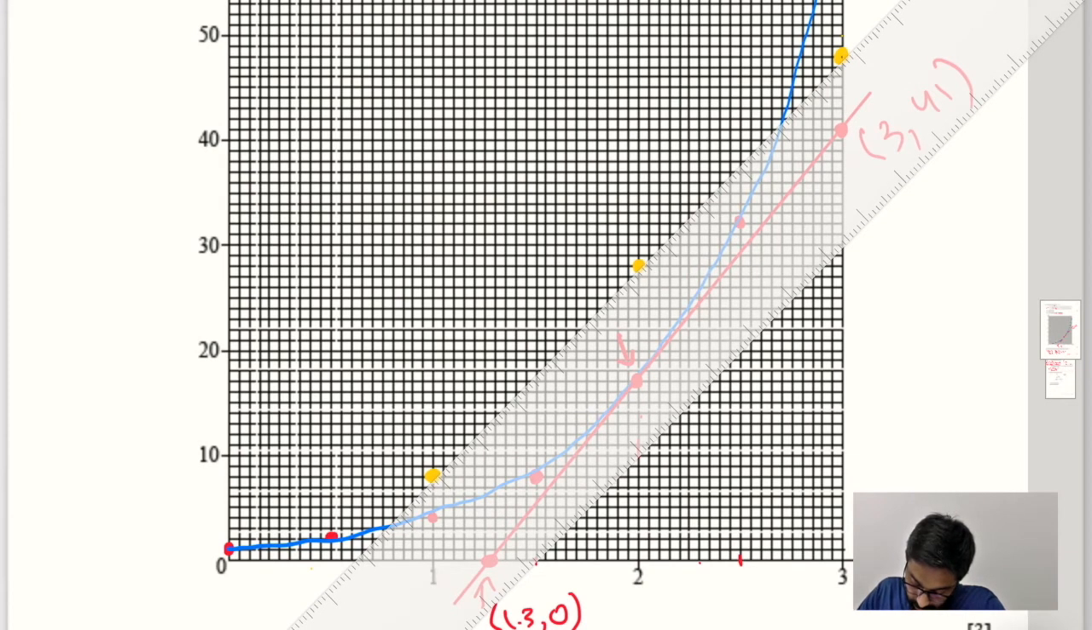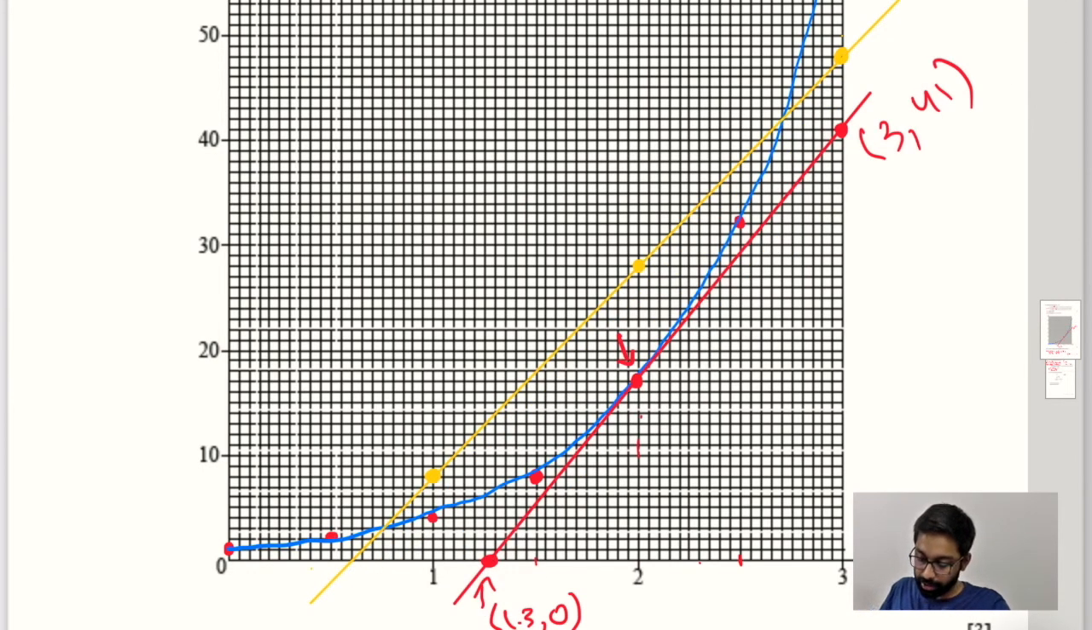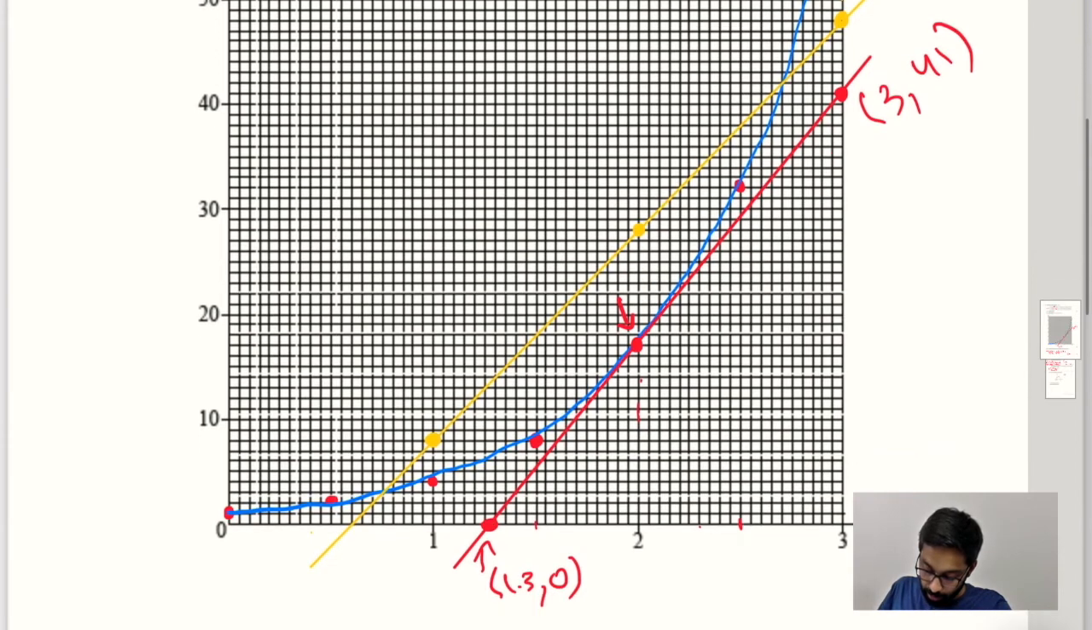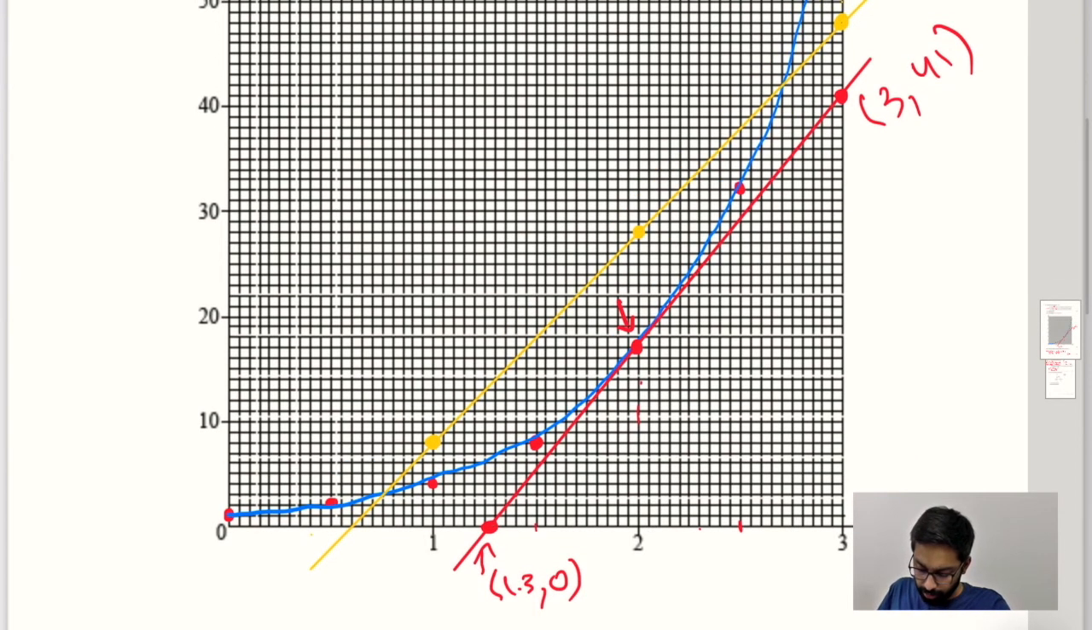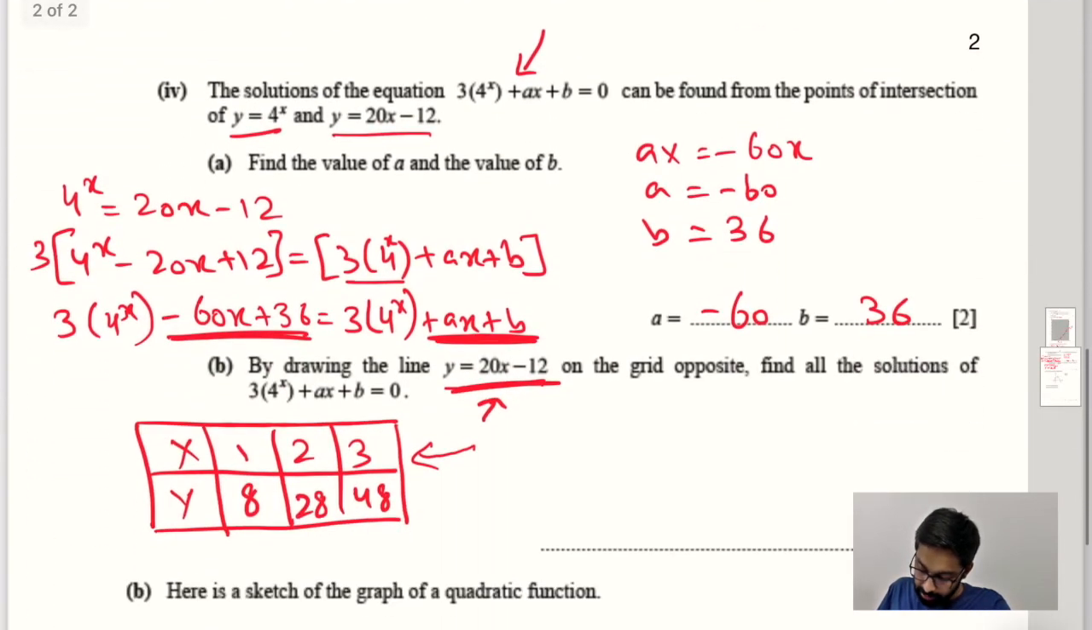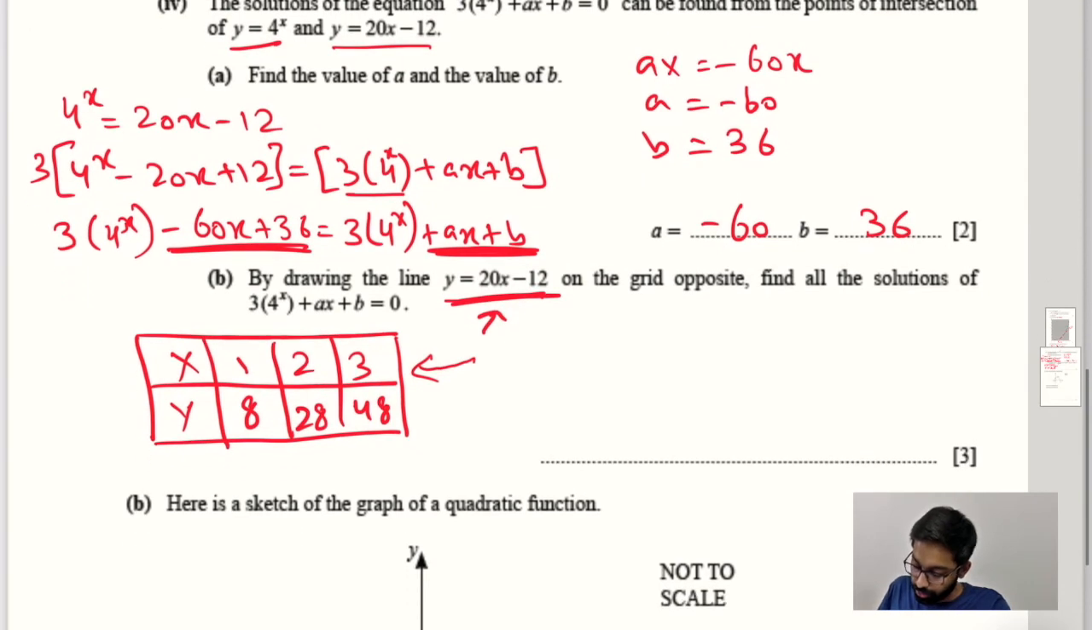So in order to connect these dots, I draw a straight line. I hope this line is visible. I made sure to cross this line at both the ends, but I don't think we will need that. The question says, find all the solutions of this equation. That means you only need the values of x.